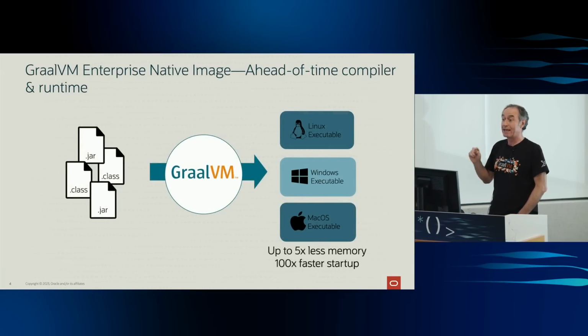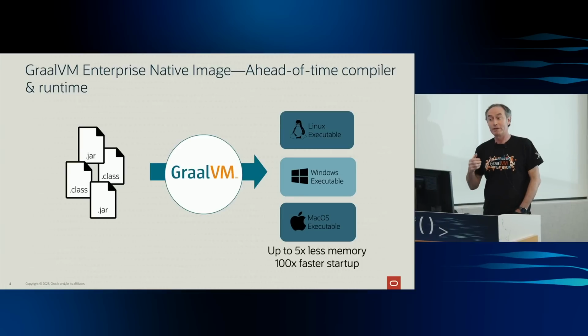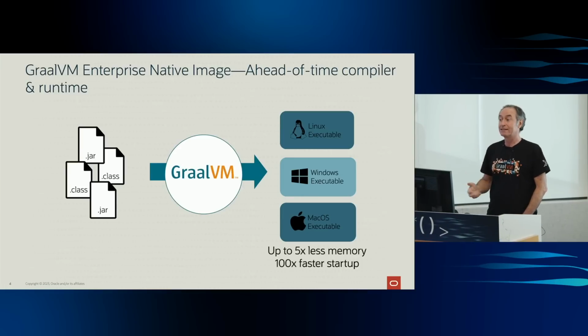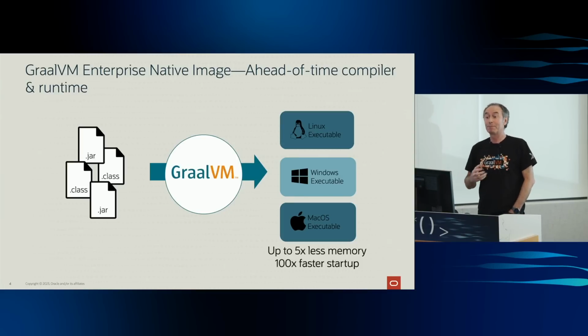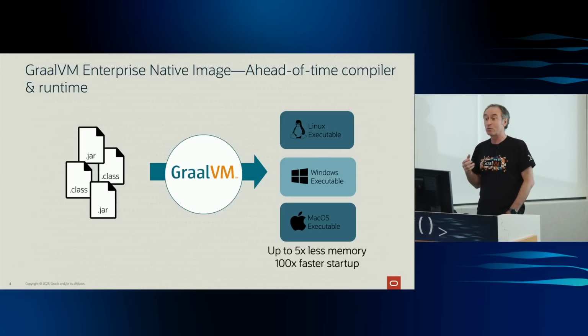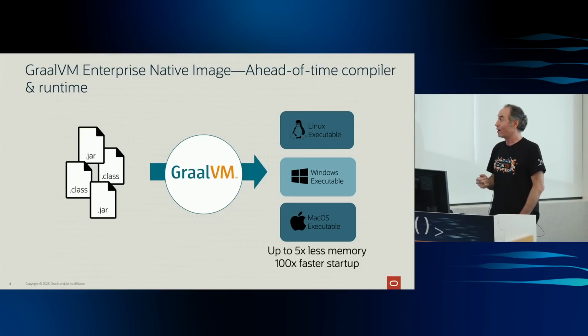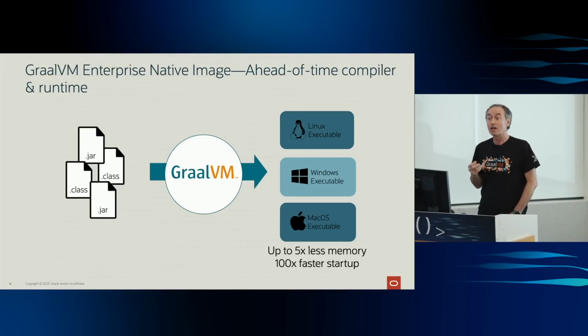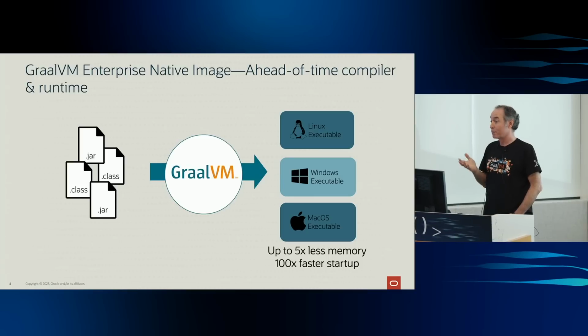So what native image does is it takes your Java bytecode. It could be jars, classes, all your dependent libraries, that kind of thing. And we convert them into binaries for three platforms: Windows, Mac, and Linux. And what people notice right away about these binaries is they start really fast, and I'll explain why that's the case. And they use a lot less memory. When we look at some samples, you'll see that memory consumption drops significantly, and I'll go into why.